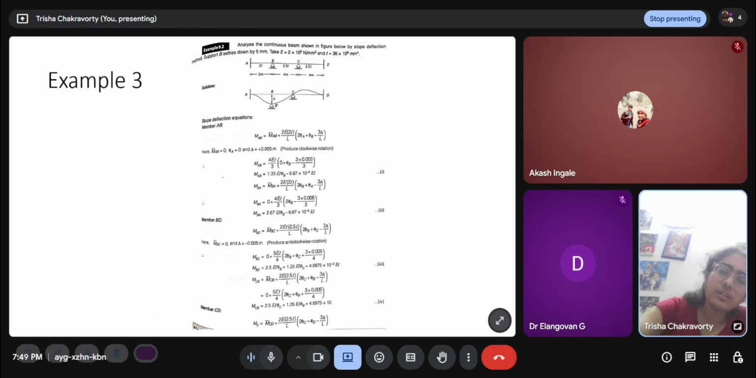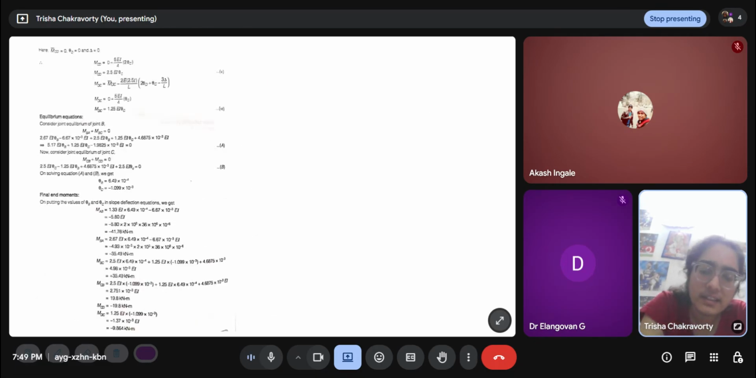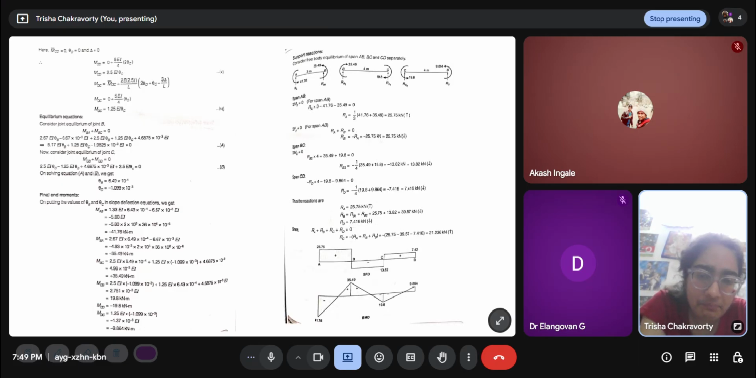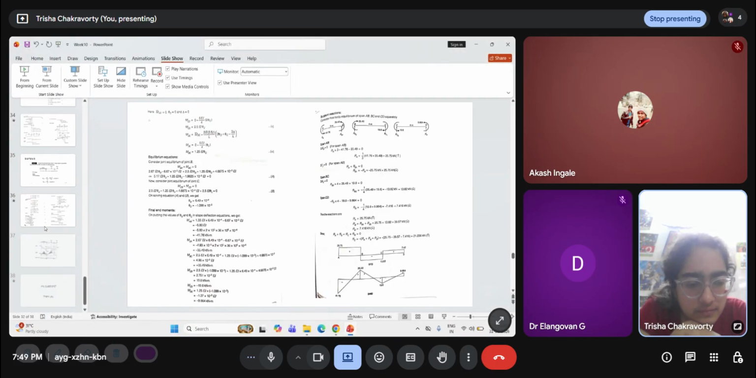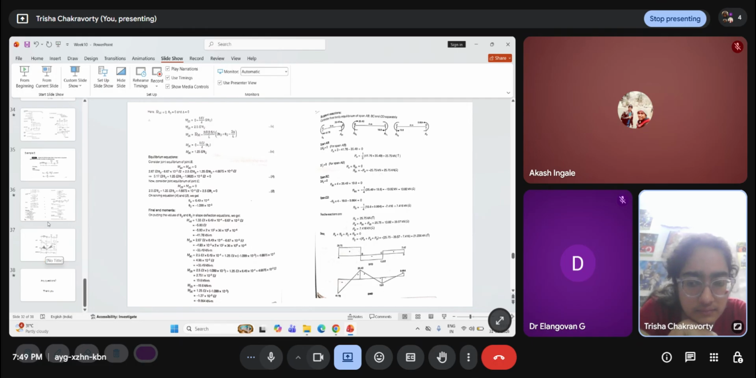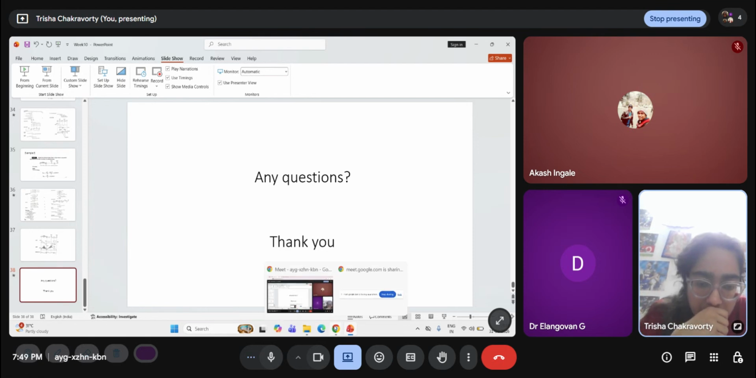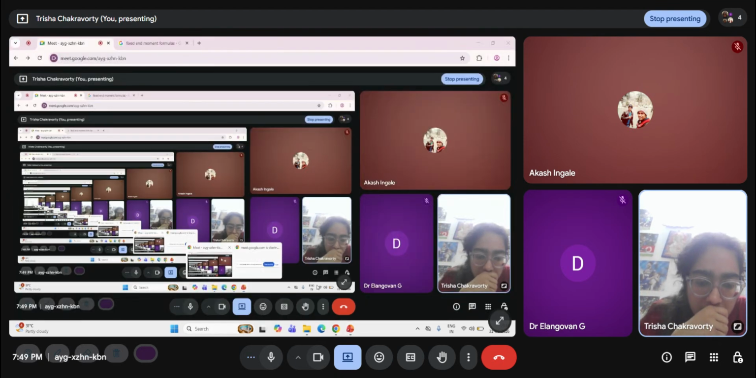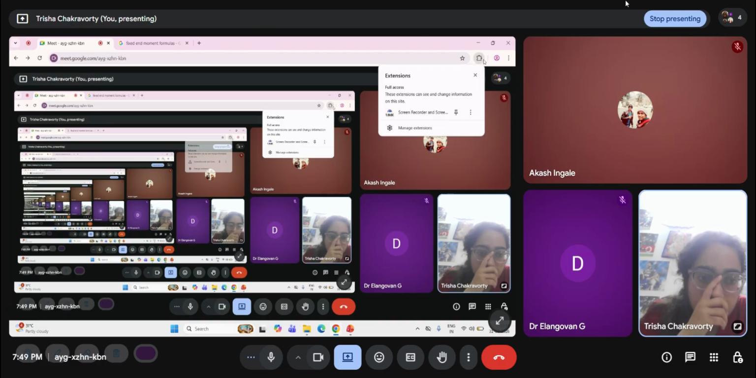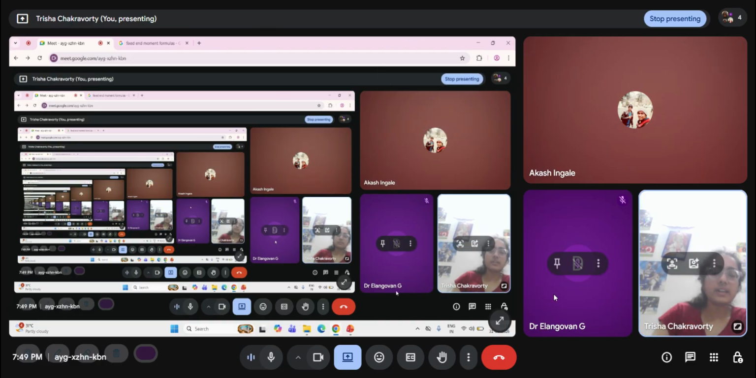So all of these are similar problems. You would have seen examples in the lecture and maybe in the assignment as well. So are there any doubts? Next class we'll look at moment distribution method. Okay, if there are no doubts, I'll end the class.